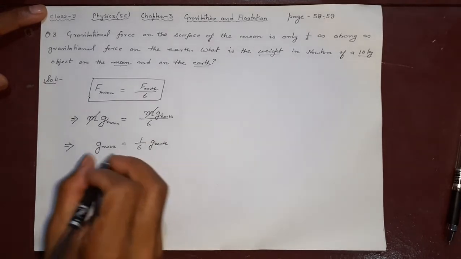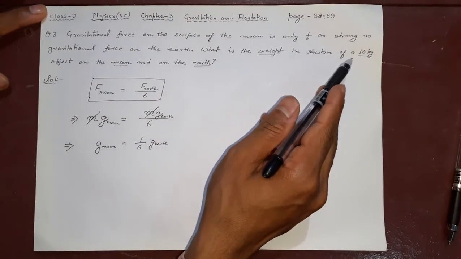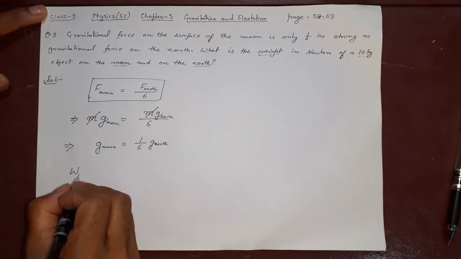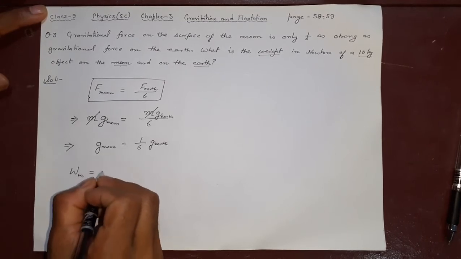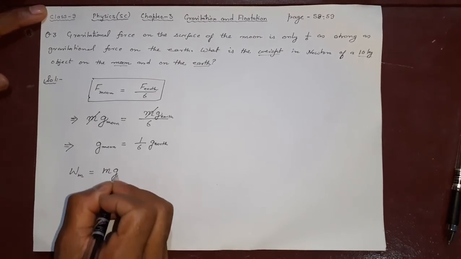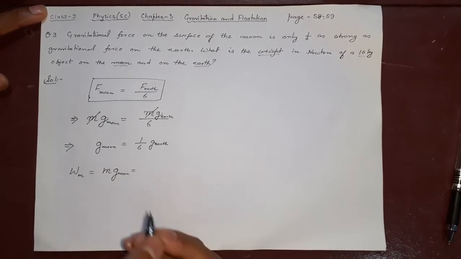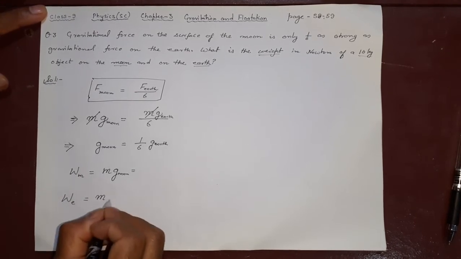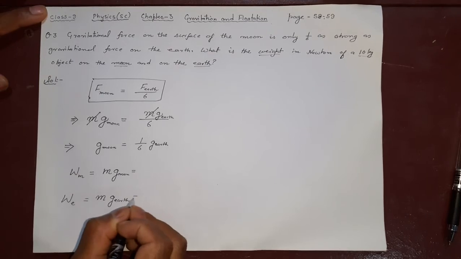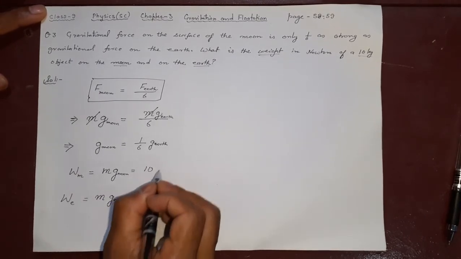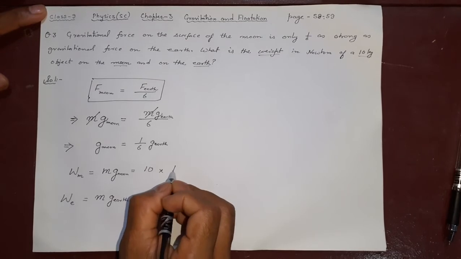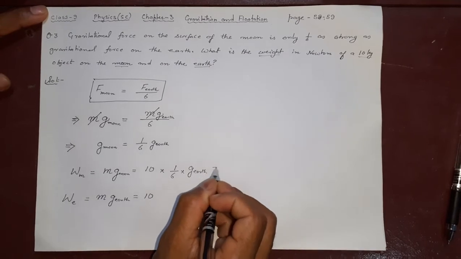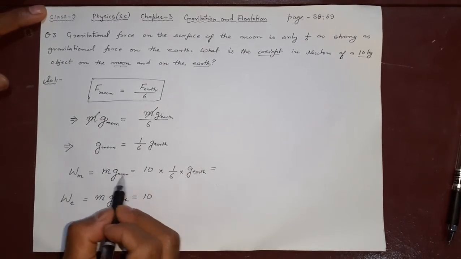And now what we need: what is the weight of the 10 kg object on the moon? Weight of the object when the object is on the moon, what will happen? m g moon. Okay, weight of the object when it is on the earth is m g earth. What is m? 10. Here also 10. What is g? 1/6 of g earth. Fine. See, from here I got, okay, g moon is 1/6 g earth.